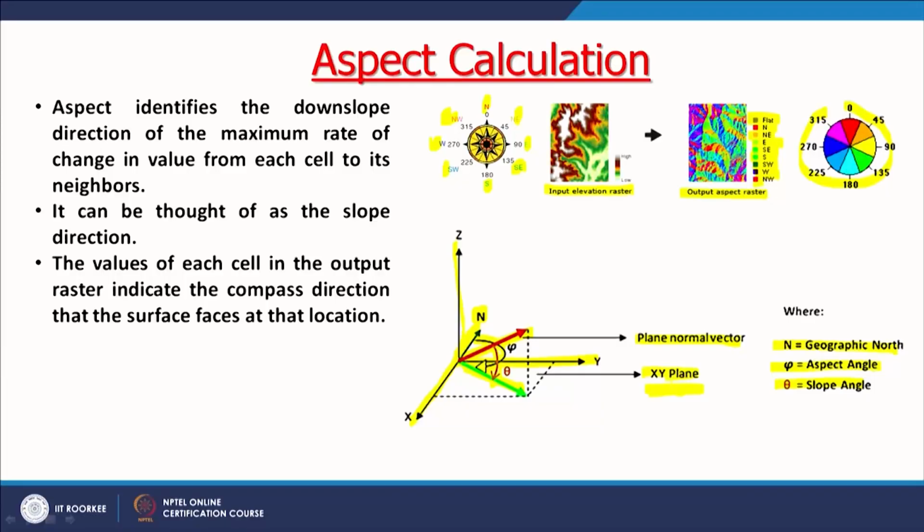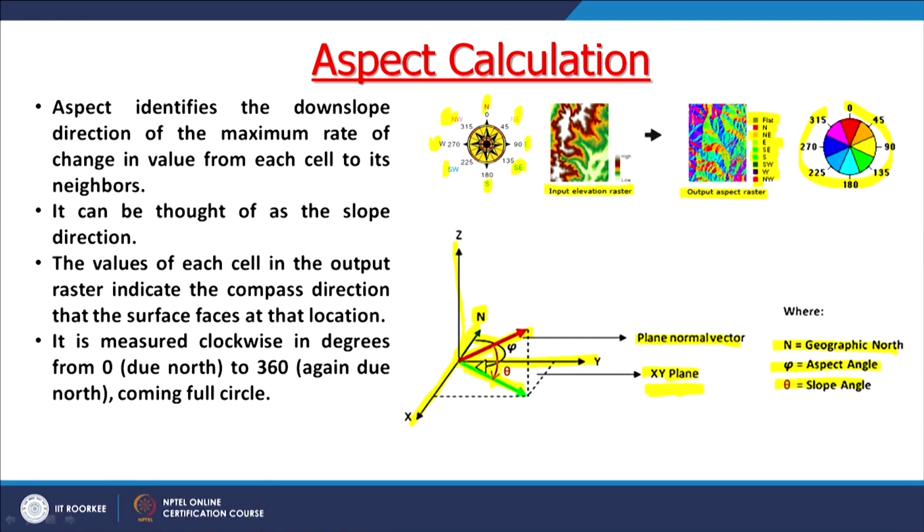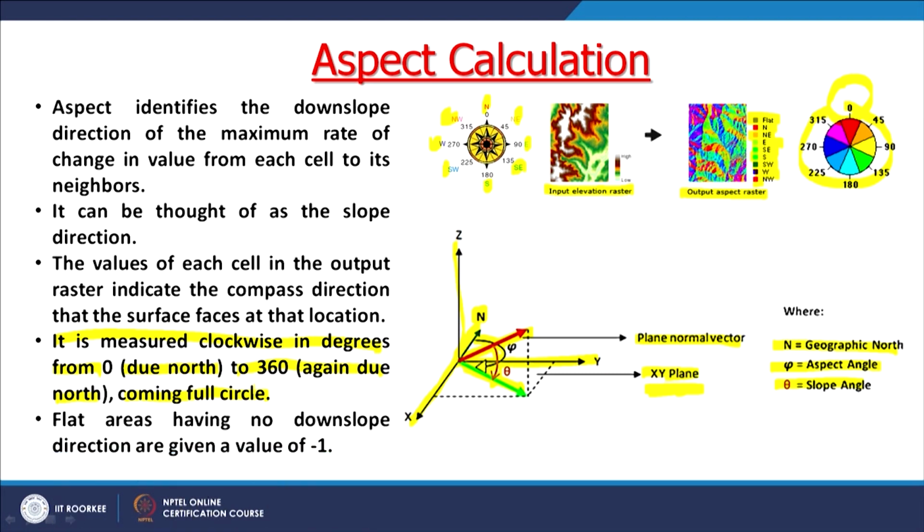The values of each cell in a raster indicate the compass direction with reference to north which the slope location is facing, measured clockwise in degrees from 0, due north, to 360 degrees, again to north, completing a full circle. In that way we can cover the entire 360 degrees or full circle. Now, flat areas, this is very important.